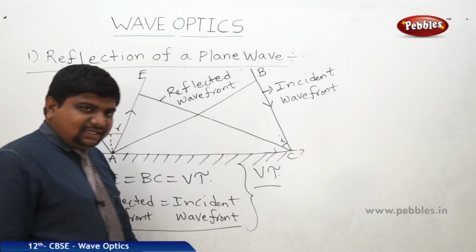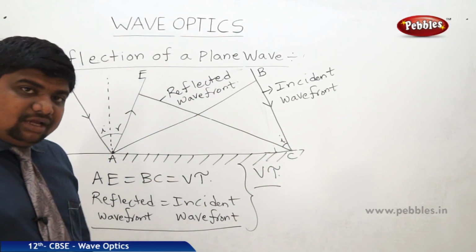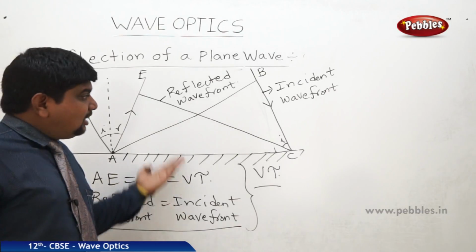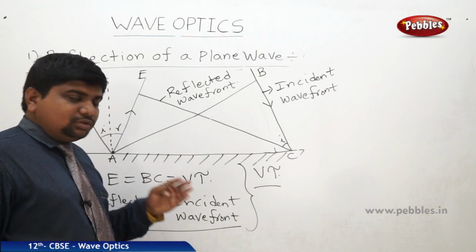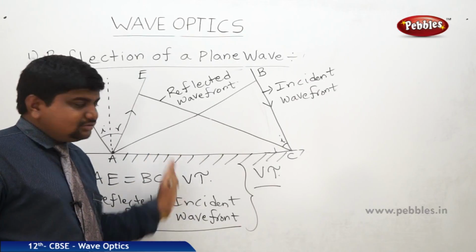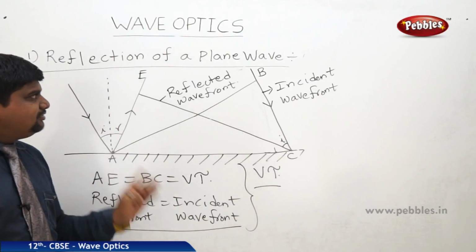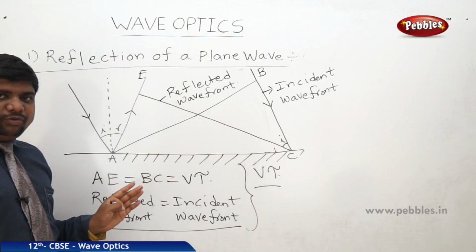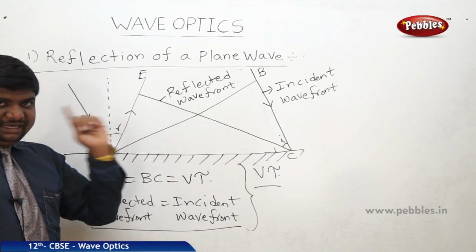But if the same light is traveling through curved mirrors and lenses, how will it act and what are the rules for propagation, we will see now. So this is the very, very important phenomenon in plane wave propagation of light in the case of reflection.